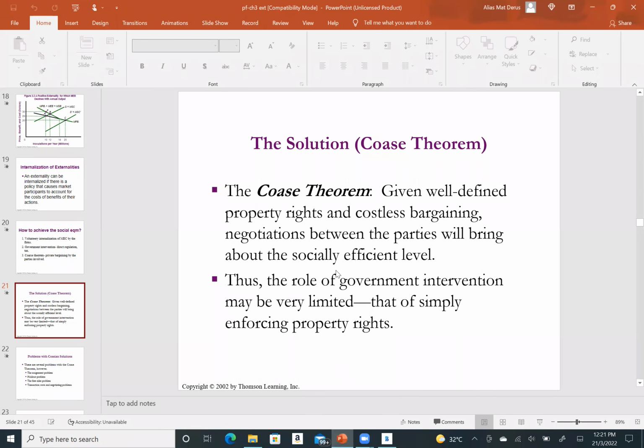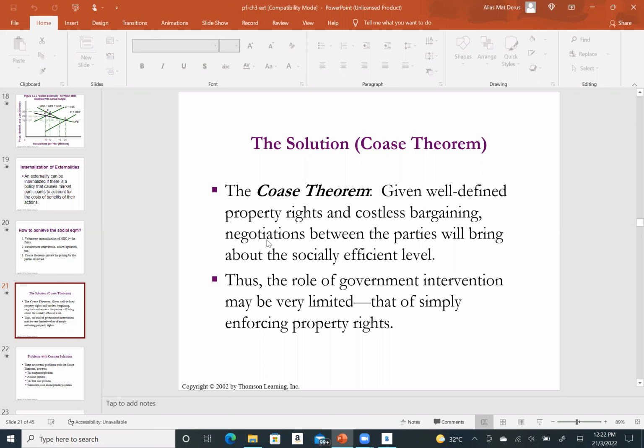Now, what is the condition for Coase theorem? Okay, this is the condition. And this is basically the Coase theorem. All right. So number one, property rights must be well defined. And then the bargaining is not costly. Okay, costless bargaining. Bargaining without cost. All right. So these are the two assumptions.